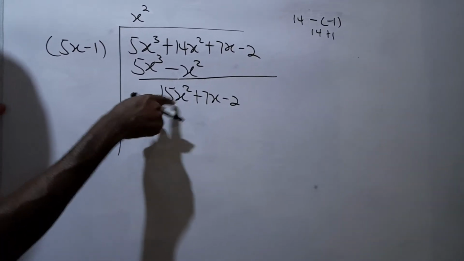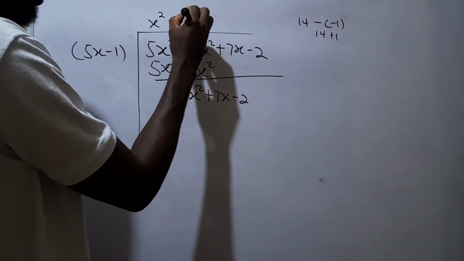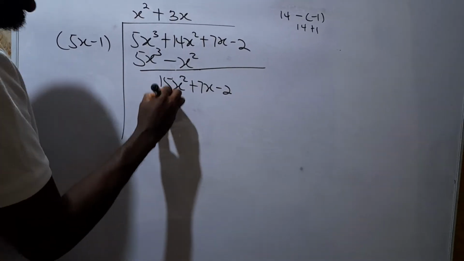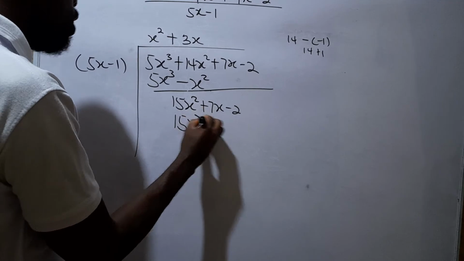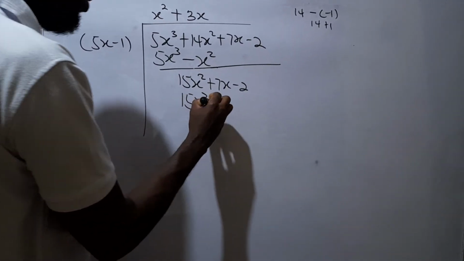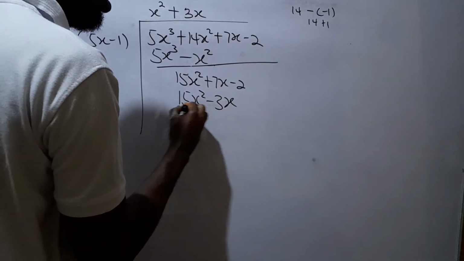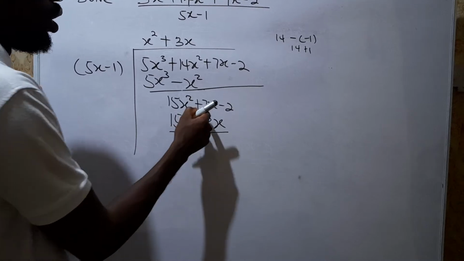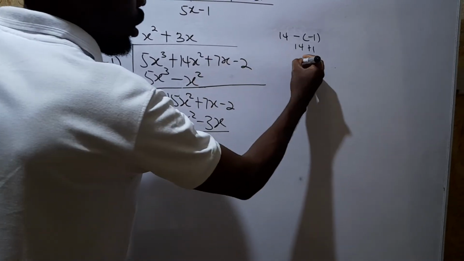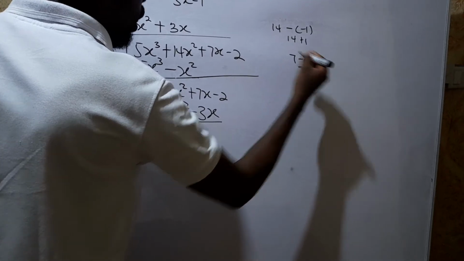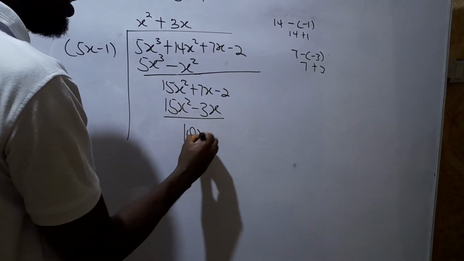5x will go into 15x. How many times? That will be 3x. 5x times 3x will give us 15x squared. Then negative 1 times 3x will be minus 3x. Then we subtract again. This from this will be 0. Then 7 minus negative 3, that will be 7 plus 3, and it's 10. So we have 10x.